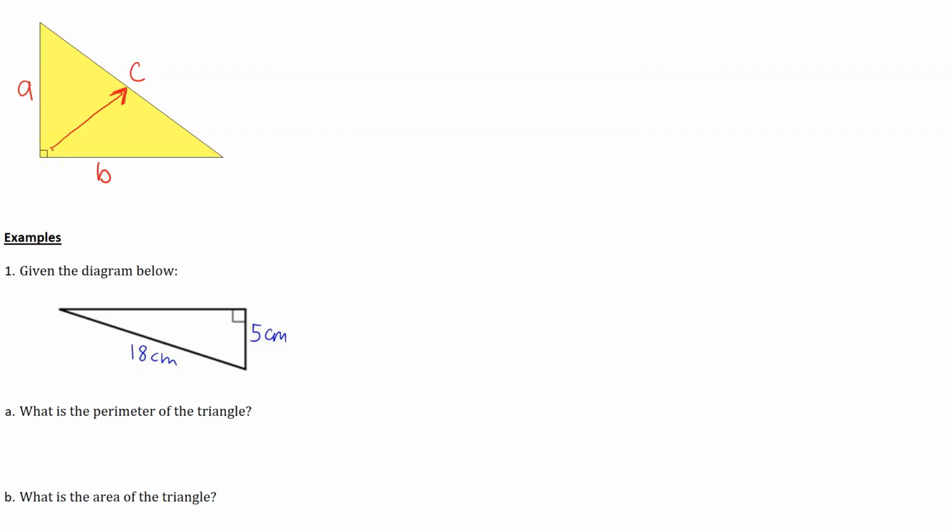Okay, and the relationship is that if you square the two shorter sides and add them together, that is equal to the square of the longest side. Okay, so this is our theorem. Now, if we want to find out the length of the hypotenuse or the longest side, this is how we would use it.